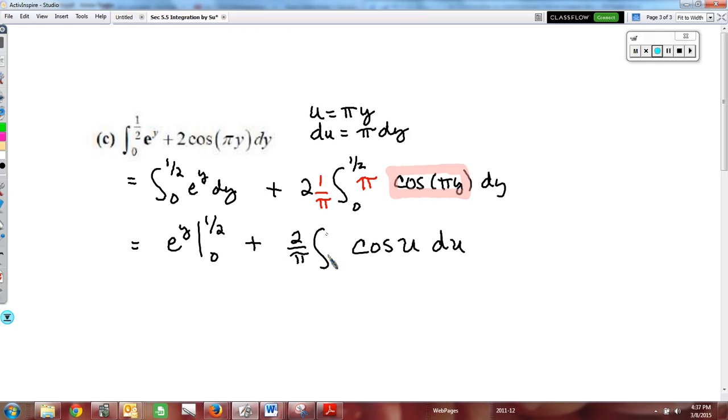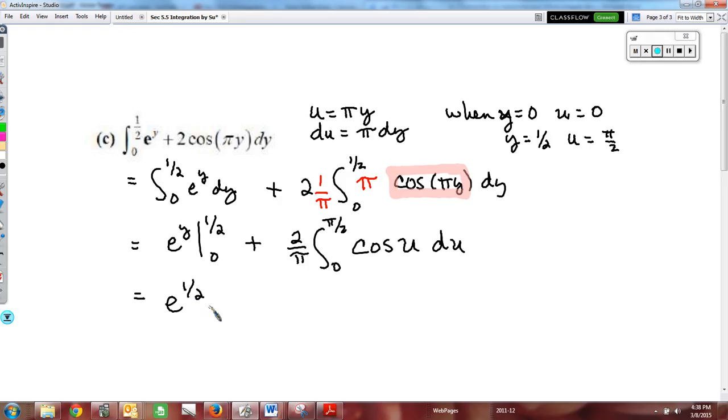Now I need to change my bounds. When x equals 0, your u is going to equal, I should be doing y. When y is equal to 0, u is going to be pi times 0 or 0, so that stays the same. And when y equals 1/2, my u is going to equal pi over 2. So notice that the first one, I didn't change anything because there was not a u substitution.